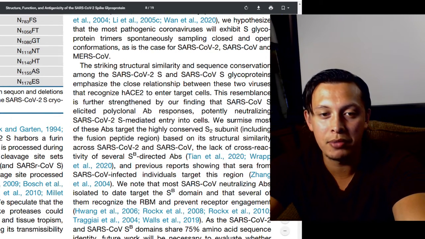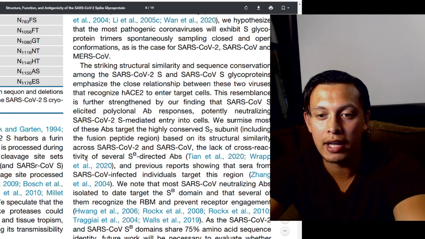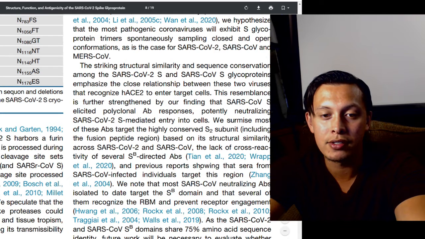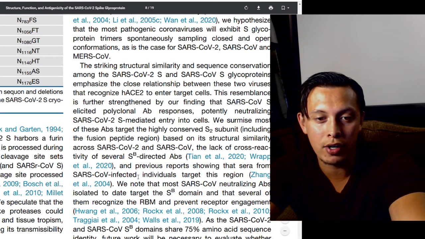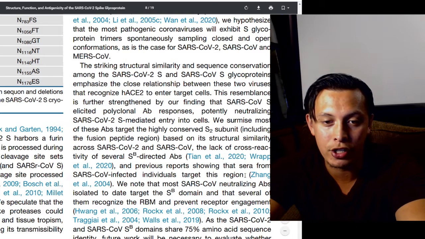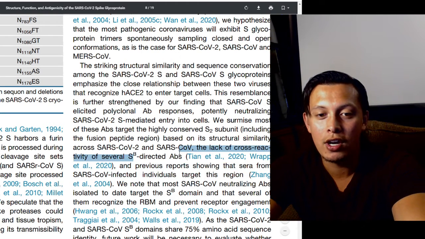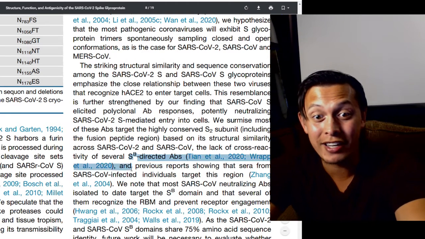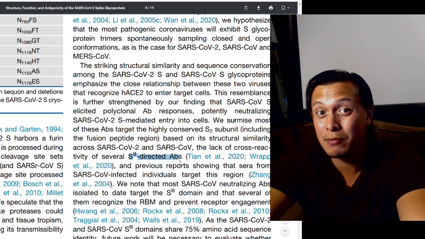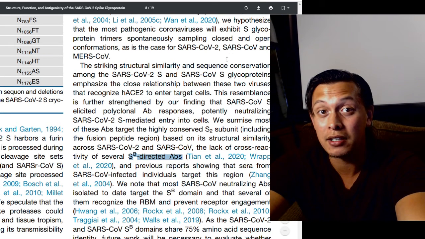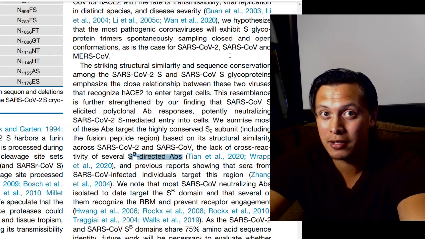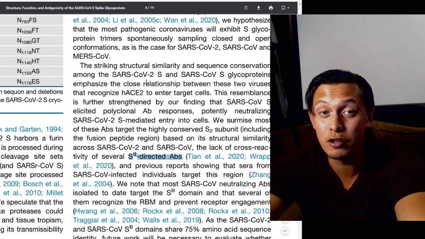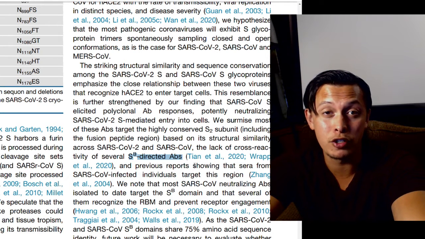Based on its structural similarity across SARS-CoV-2 and SARS-CoV, the lack of cross-reactivity of several S-B-directed antibodies, and previous reports showing that the sera from SARS-CoV infected individuals target this region. So what they're saying is they have tested that if you make antibodies against the binding region, oftentimes it's not very effective at cross-reacting because these binding regions tend to mutate probably a little more quickly than the fusion peptide motif or the fusion peptide domain.